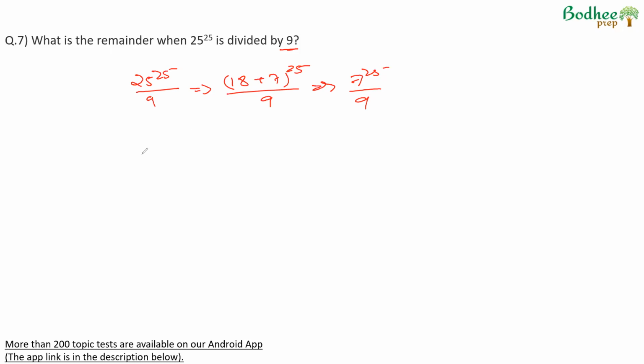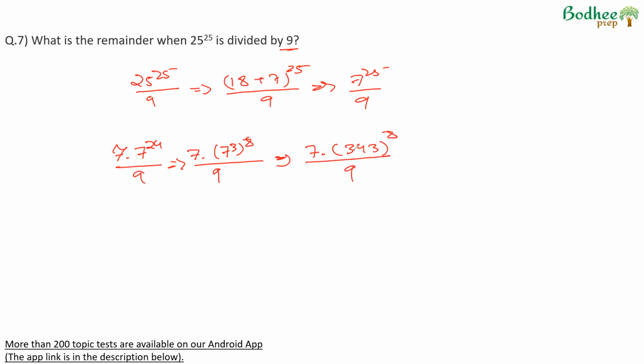So I cannot take the cube here, so I am writing 7 raised to power 25 as 7 into 7 raised to power 24. This becomes 7 into 7 cube raised to power 8. This becomes 7 into 343 raised to power 8, divided by 9.